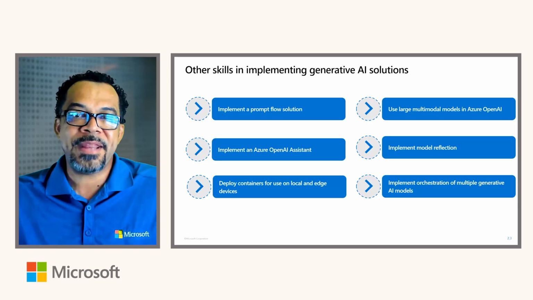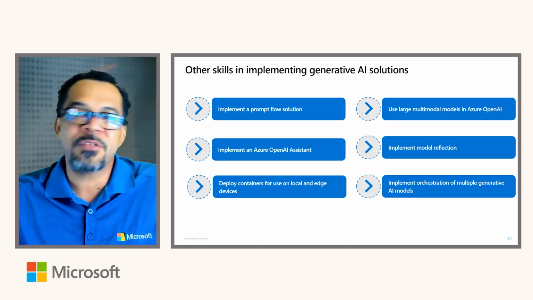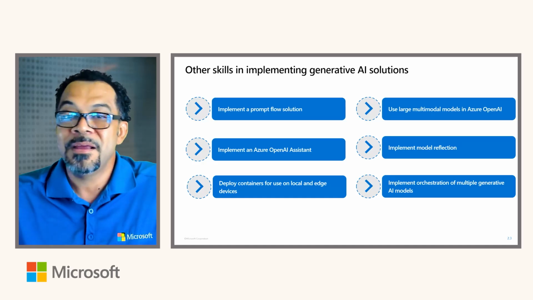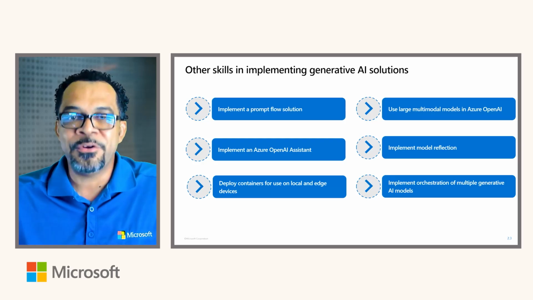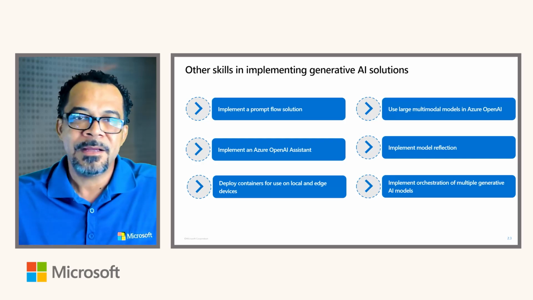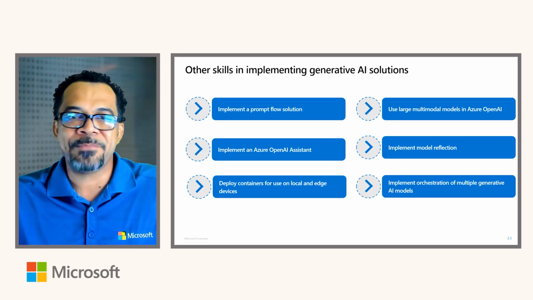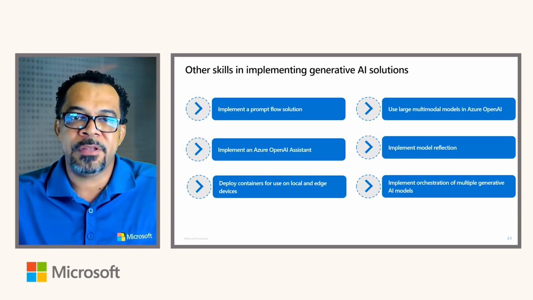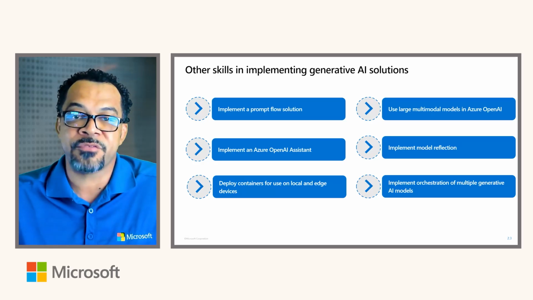Other things, implementing an Azure OpenAI Assistant. Know the steps for configuring the project to use Azure OpenAI model inference capabilities in Azure AI Services. And to do that, understand the steps for doing that. Other things, implementing model reflection. You'll need to understand, what is model reflection? Base model selection, pre-production evaluation, and post-production monitoring.